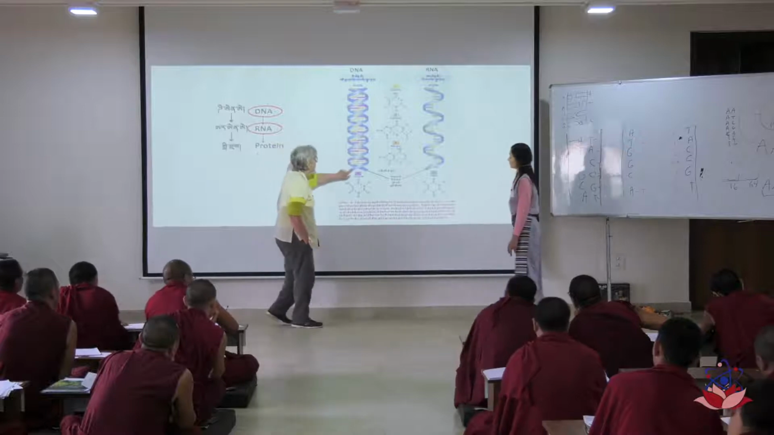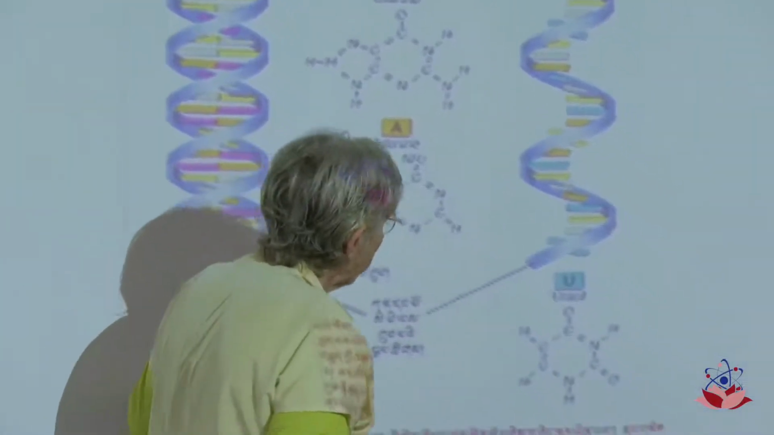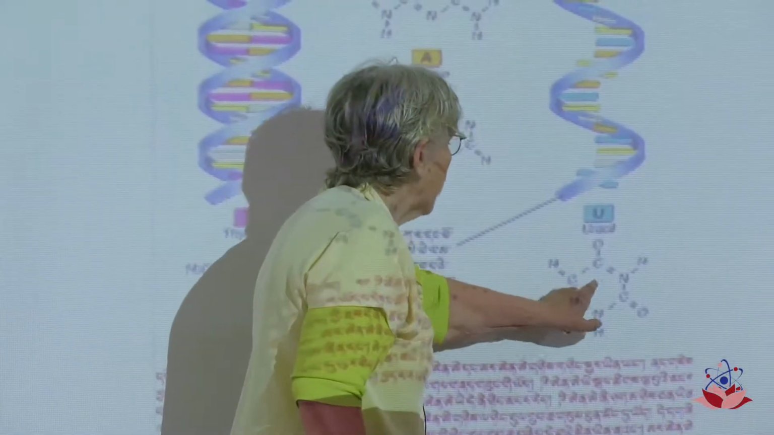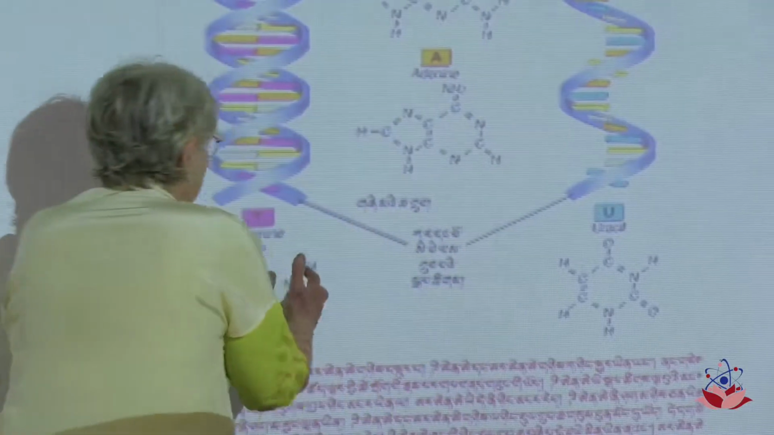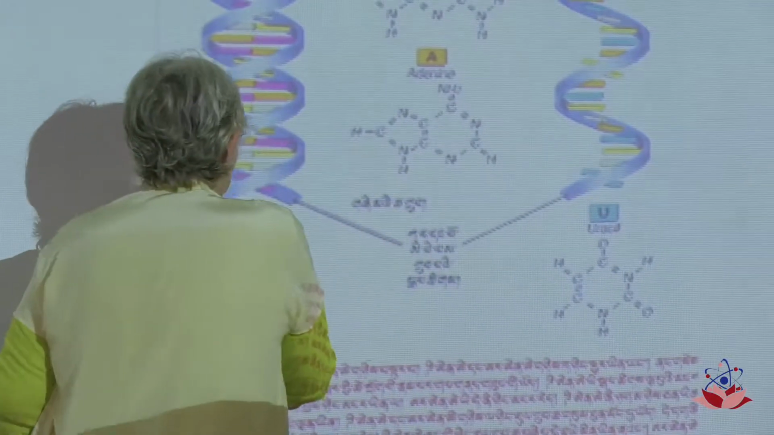If this strand is what we call the gene, it eventually has a message that just looks just like it, except the T has become a U for uracil. And you can see the T is one of these smaller molecules. The uracil is the same. In fact, it just loses a methyl group here.